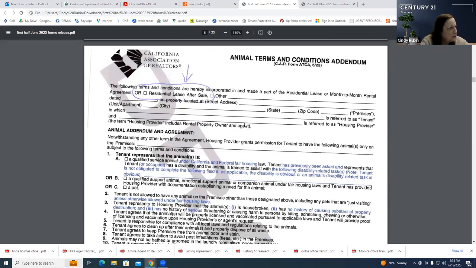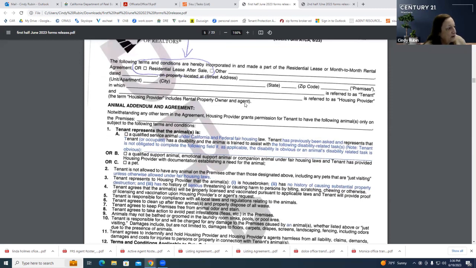The next two forms are lease forms. And this one is about the animal terms and conditions addendum. This goes with a lease. It can go with a residential lease, a month to month, or a residential lease after sale. So if the landlord who's staying after the sale has pets, you may want to add this document so that it tells you what they have to do and what they don't have to do.